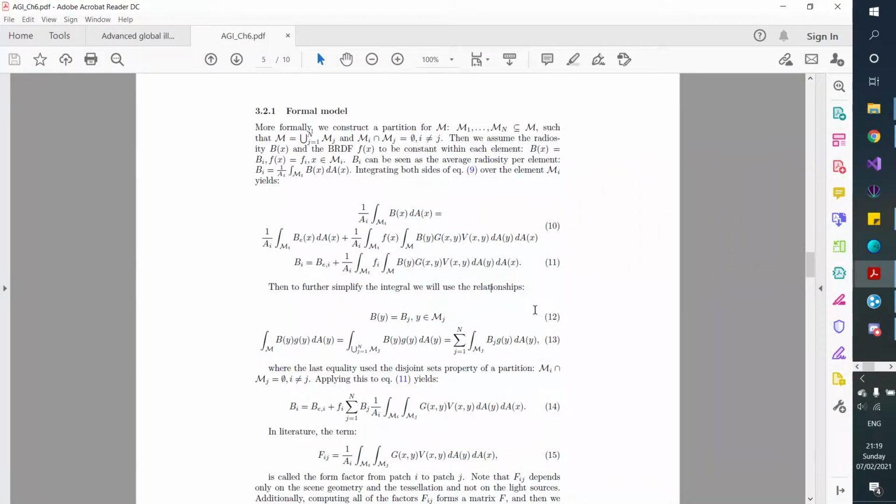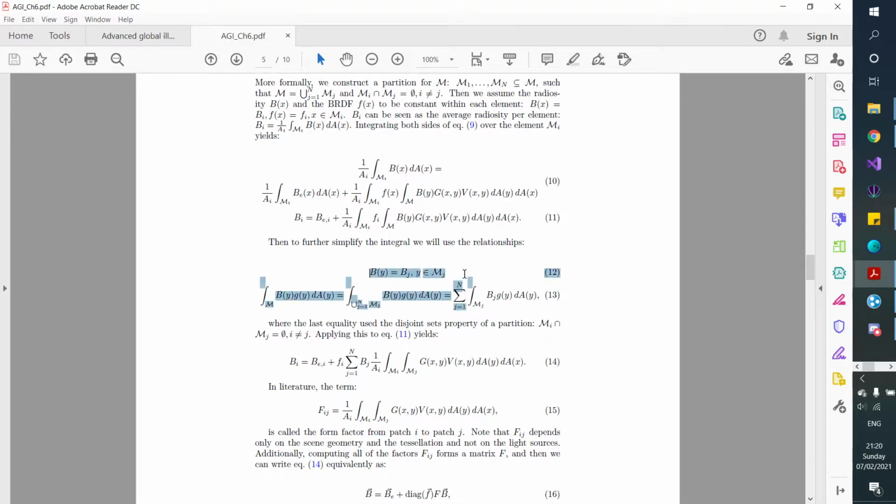Okay, then let's continue with this. So what do we do after that? We have the relationship that B here. So I still haven't substituted this radiosity. I know that inside a patch J, it is equal to Bj.